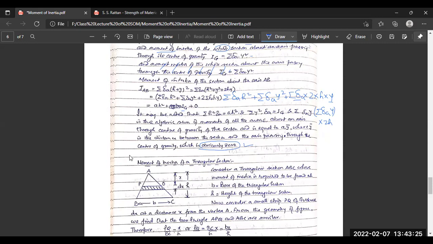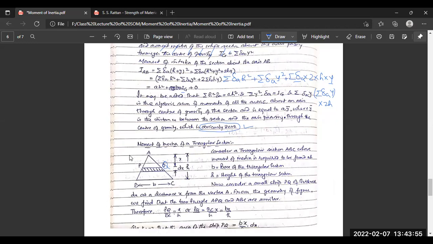This is P and this is Q. A small strip PQ of thickness dx at a distance x from the vertex A. So this is the strip PQ. Its thickness is equal to dx, and it is at a distance x from the vertex A. From similar geometry, you can find that there are two triangles APQ and ABC. They are similar in size and similar in shape.